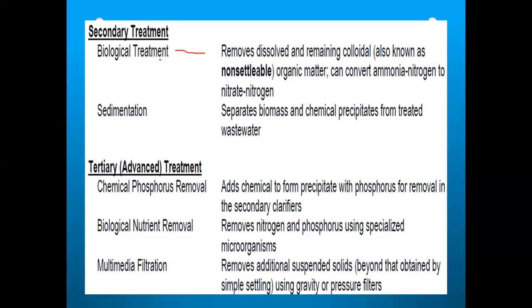Okay. So in the biological treatment, what does it do? It removes the dissolved and remaining colloidal organic matter. It converts ammonia nitrogen to nitrate nitrogen.